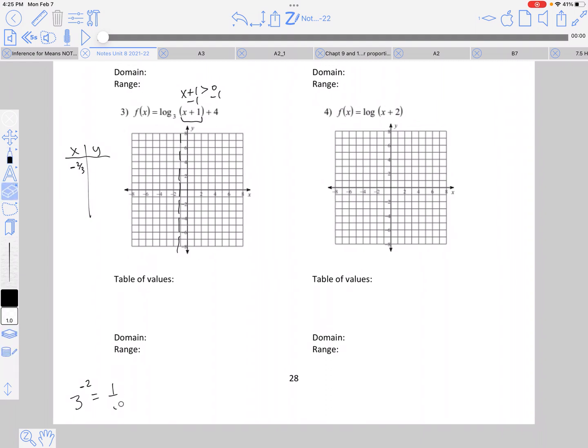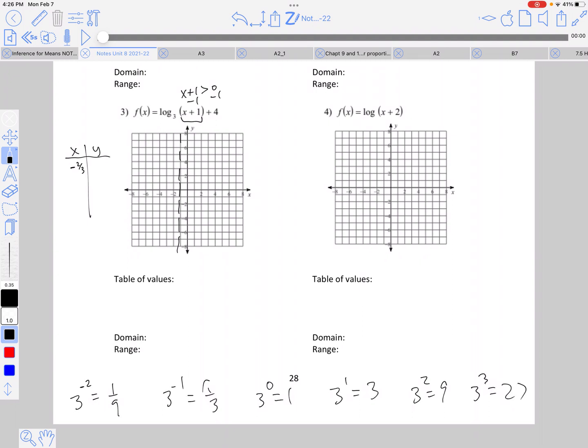Sorry, I was thinking 1/9 and then my hand went crazy. 3 to the -2 is 1/9. 3 to the -1 is 1/3. 3 to the 0 is 1. 3 to the 1 is 3. 3 squared is 9, and then 3 cubed is 27, just to give us a few more numbers. That's what's going to happen when we start using these exponents.